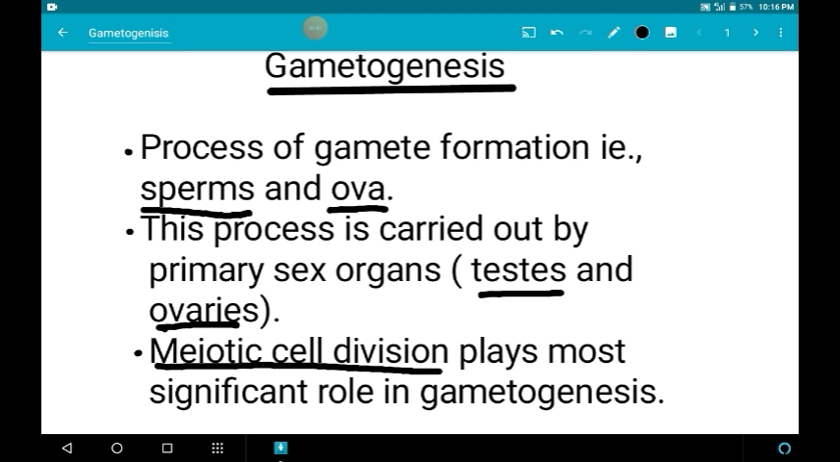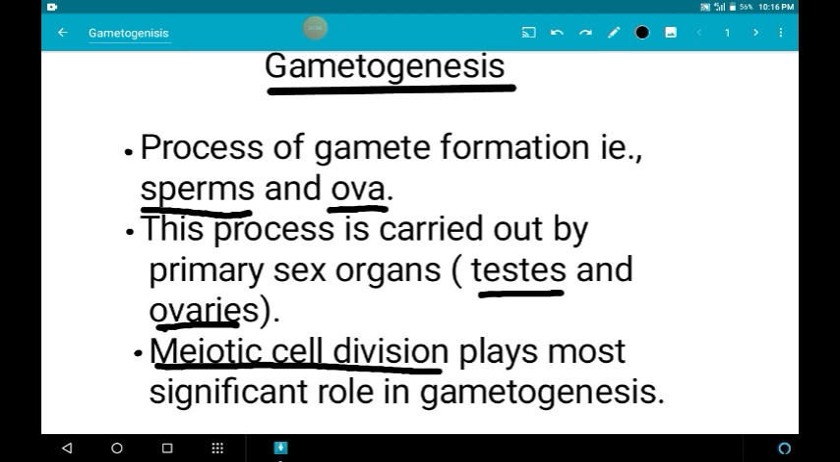Here we saw that two types of gametes are produced during gametogenesis. So what are the two types of gametes? That is sperms and ova. These are the two types of gametes produced during gametogenesis. The formation of sperms is called spermatogenesis, and the formation of ova is called oogenesis.